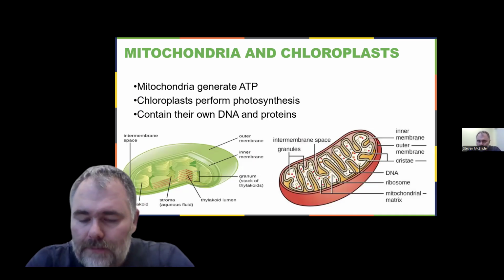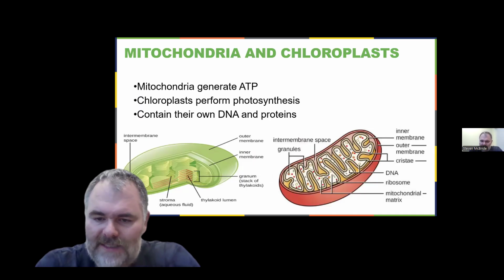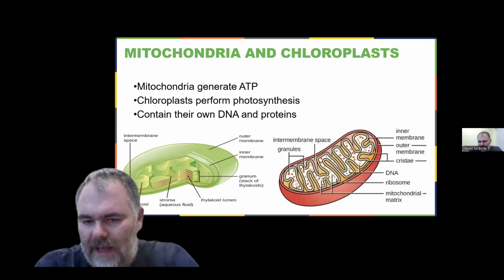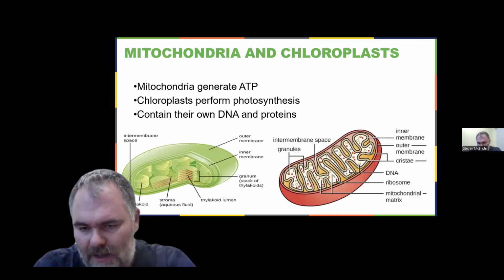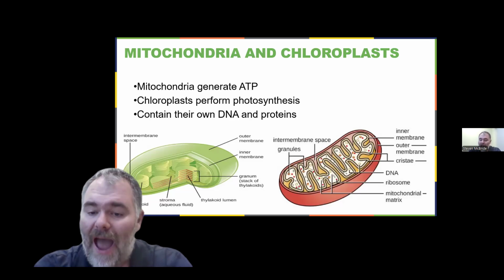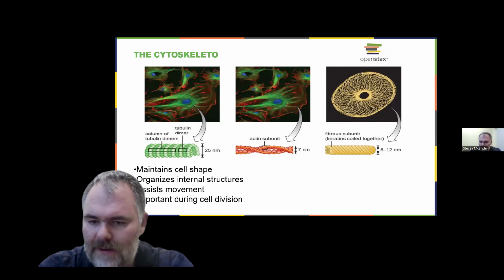Two of the most important energy-related organelles in eukaryotic cells are mitochondria and chloroplasts. Mitochondria are responsible for generating most of the cell's ATP through cellular respiration. As you look at the mitochondria, let me go back here.